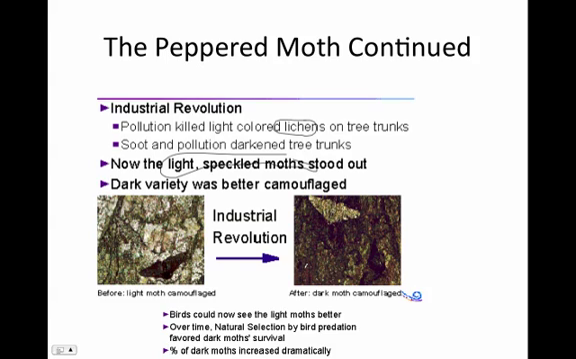And so what happened was birds could now see the light moths better, and over time, natural selection by bird predation favored the dark moths, and the amount of dark moths started to go up, and the amount of speckled moths, like this one, stood out, and their population went way down due to adaptations.